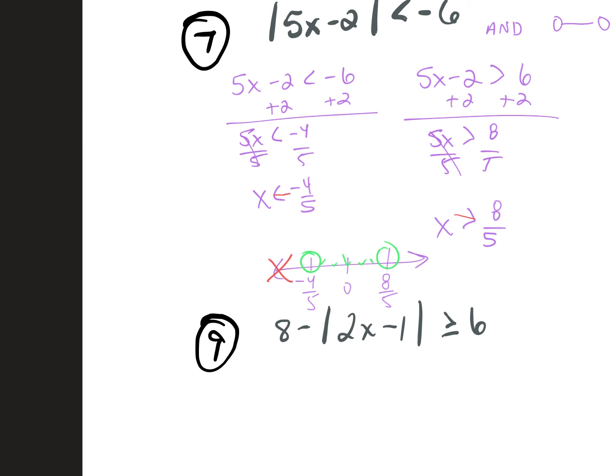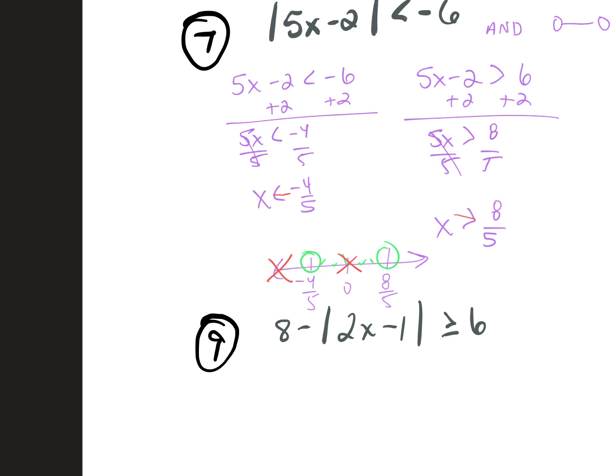Check a number in the middle. Plug in 0. What's 5 times 0? Minus 2. What's the absolute value of -2? 2. Is 2 less than -6? No, then nothing in here works.